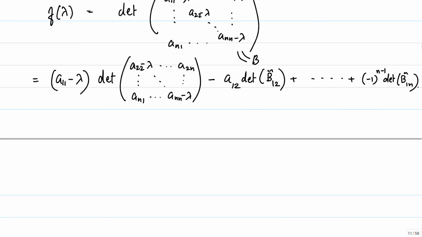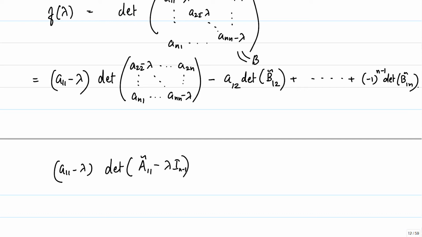Okay, so what is the first term? Let's go one after the other. Let's focus on the first term. If you notice, this is a11 minus lambda into the determinant of a11 tilde minus lambda I, where a11 tilde is the matrix obtained by removing the first row and the first column of A. So a11 tilde minus lambda I, n minus 1 in this case.